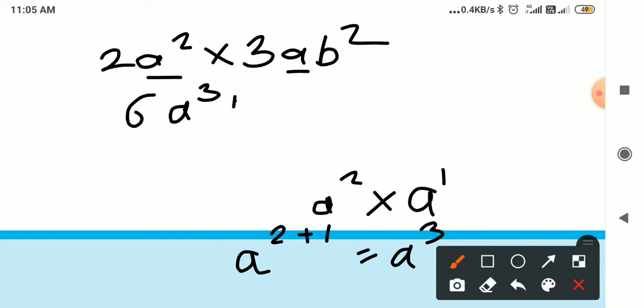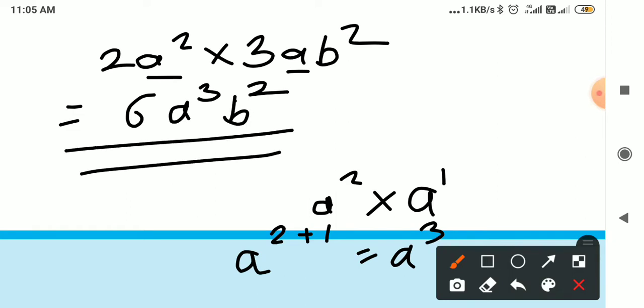And then here b square. The b square stays as it is, because b square is a single term only here, and that's why we have to write it as it is. So the multiplication of 2a square and 3ab square is 6a cube b square. Now this is also a monomial's multiplication.